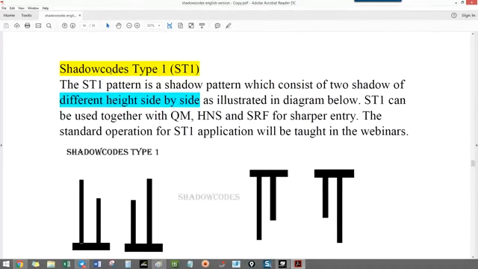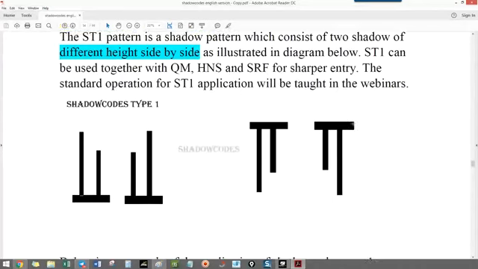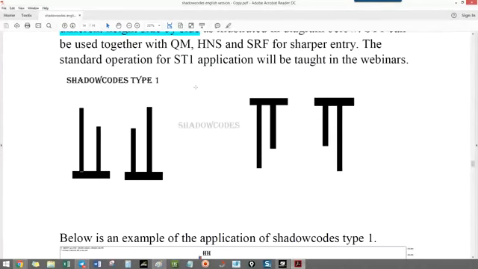The ST1 or Shadowcode type 1 is a shadow pattern which consists of two shadows of different height side by side, as illustrated in the diagram below. ST1 can be used together with QM, HNS, SRF for a sharper entry. The standard operation for ST1 application will be taught in the webinar right now.